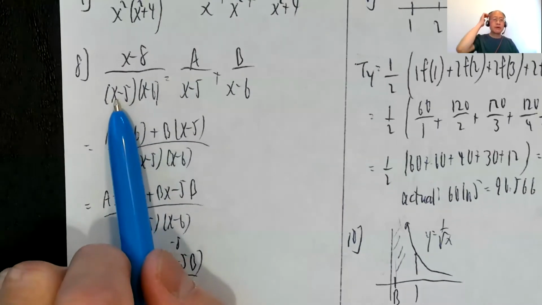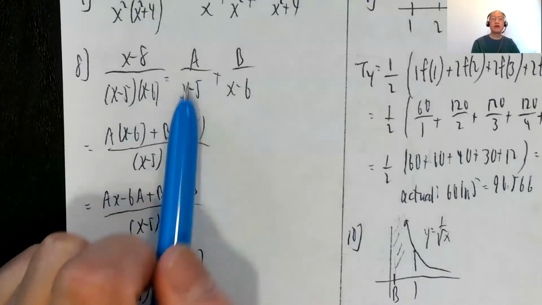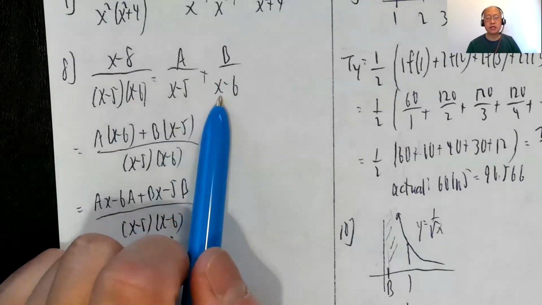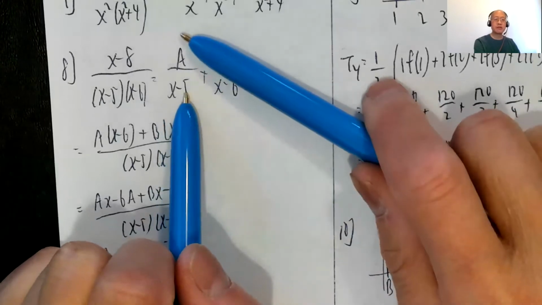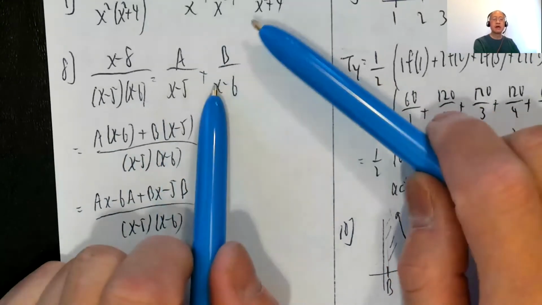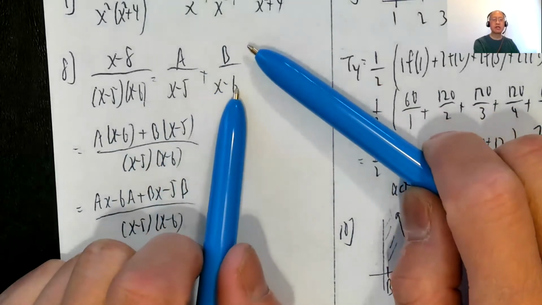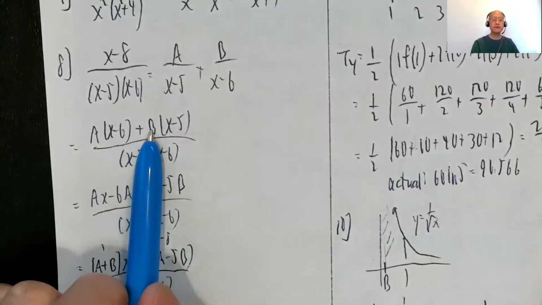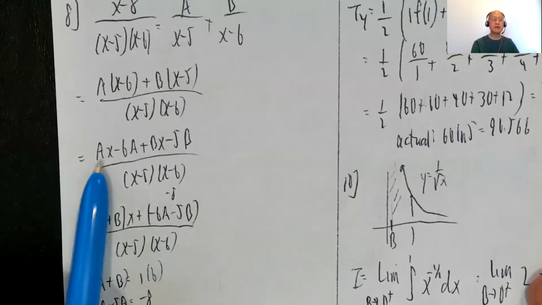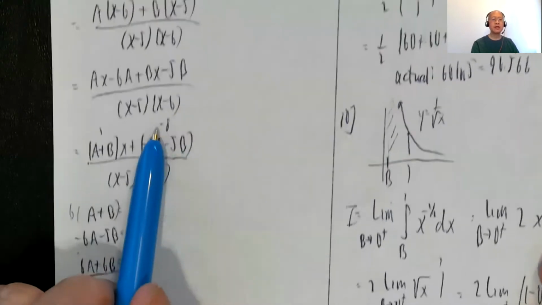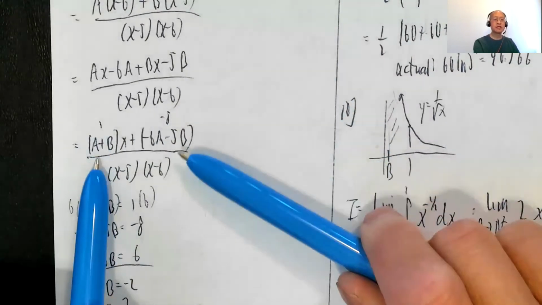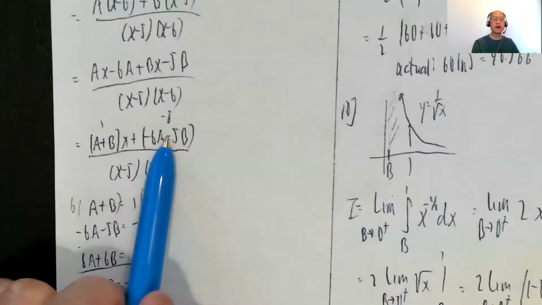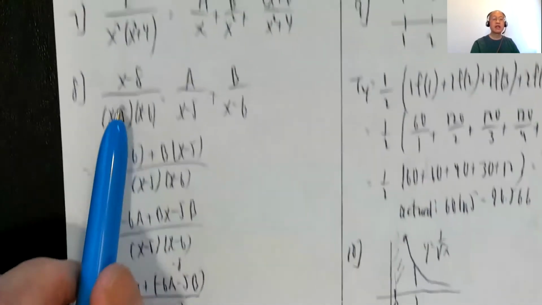x minus 8 over x minus 5, x minus 6 is a over x minus 5 plus b over x minus 6. Multiply this fraction by x minus 6 over x minus 6. Multiply this one by x minus 5 over x minus 5. So you have the common denominator, and you have this stuff. Multiply out the top: ax minus 6a plus bx minus 5b. Gather like terms: a plus b x plus negative 6a minus 5b. And I have to set it equal to the original, which is 1x minus 8.